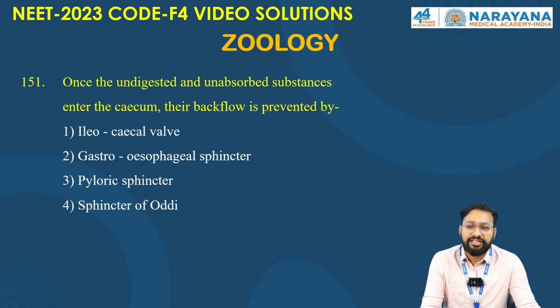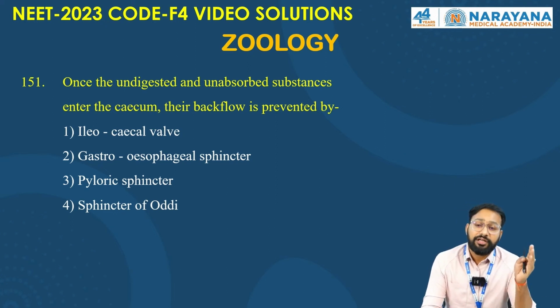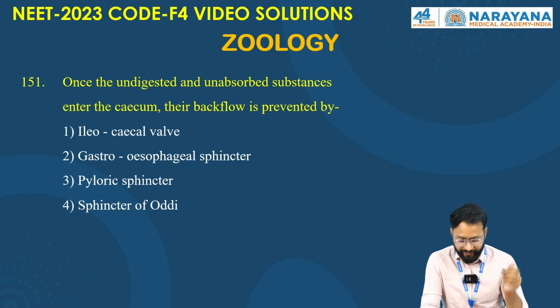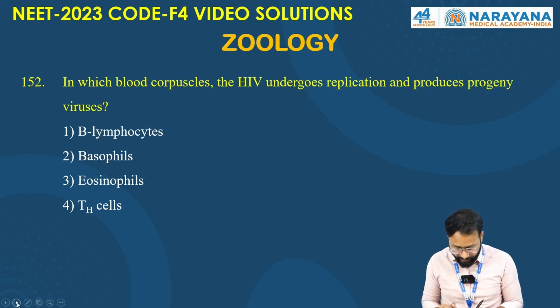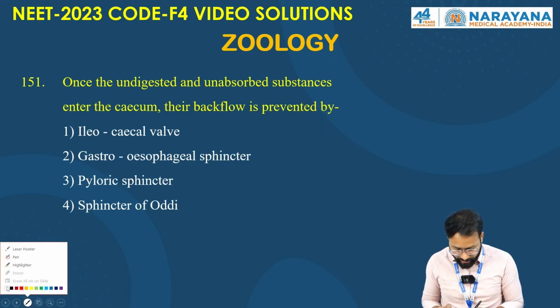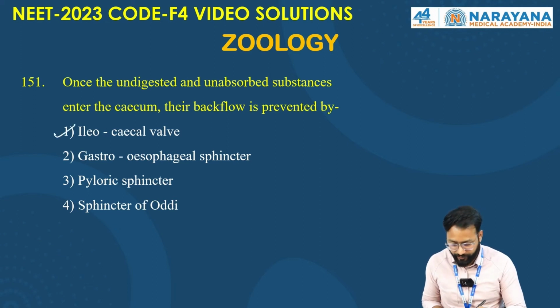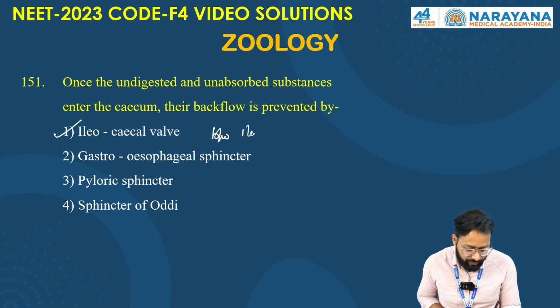Over here, a question is asked related to the entry of food from the small intestine into the large intestine. So the undigested food which is not absorbed when it is entering from ileum into cecum is prevented by what? It is prevented by the ileocecal valve. It is present between ileum and cecum.